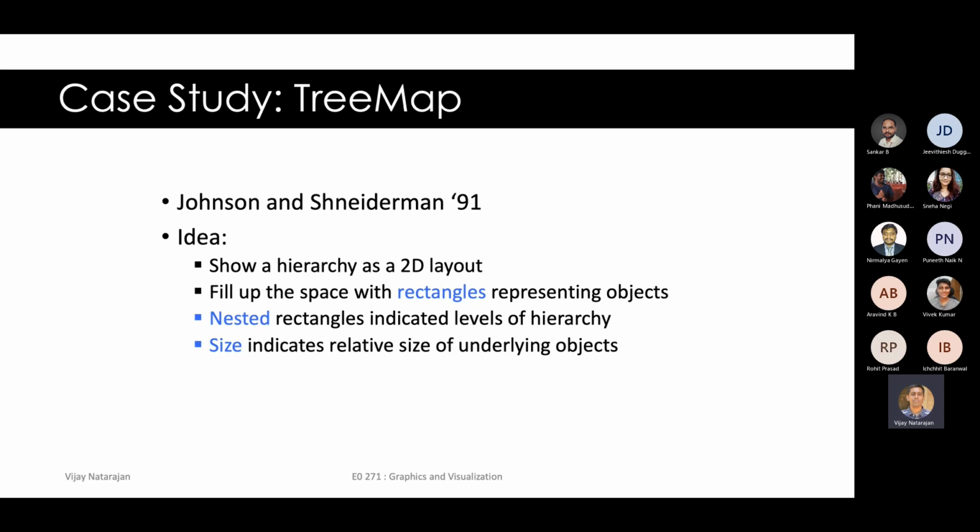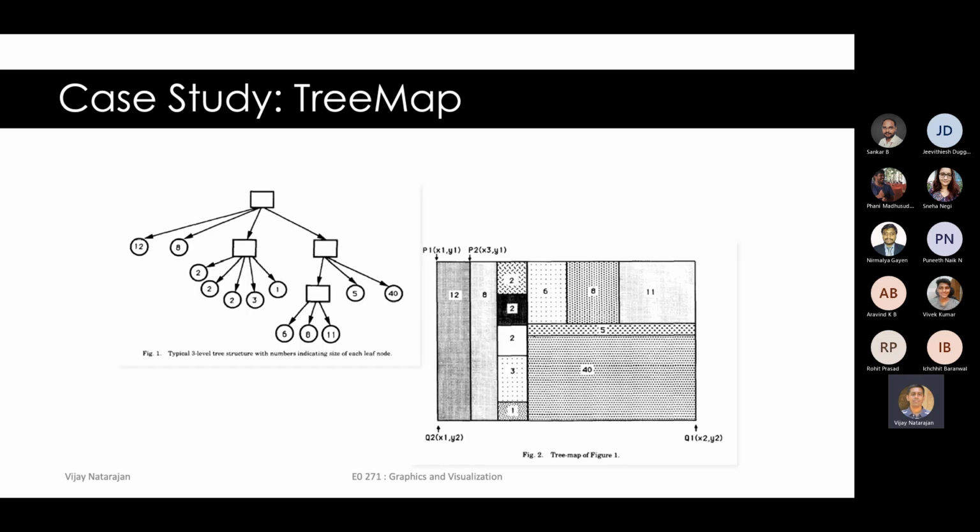indicates the levels of the hierarchy. The size of the rectangle tells you something about the size of the subtree and its comparison with the other objects. So let's look at an example to understand what this is. On the left is a tree. This comes from the original paper by Shneiderman.